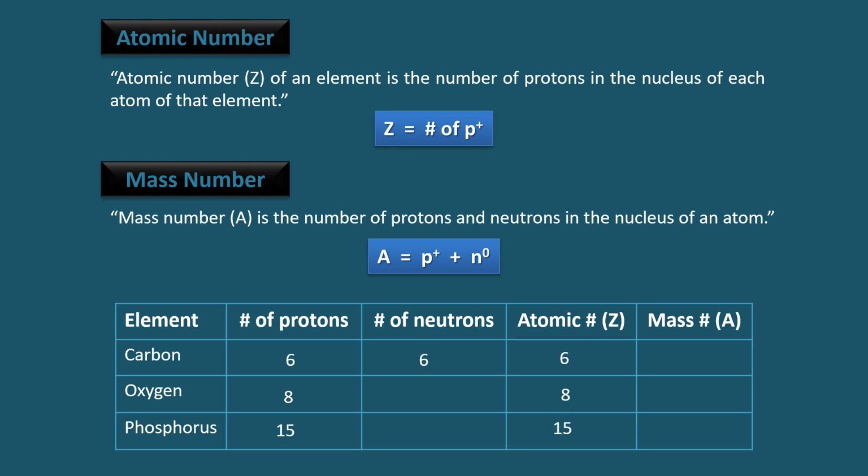There are 6 neutrons in the most abundant isotope of carbon, 8 in oxygen, and 16 in phosphorus. Since the mass number is the sum of protons and neutrons, the mass number of carbon is 6 plus 6 equals 12. Mass number of oxygen is 8 plus 8, that is 16. And the mass number of phosphorus is 15 plus 16 is 31.